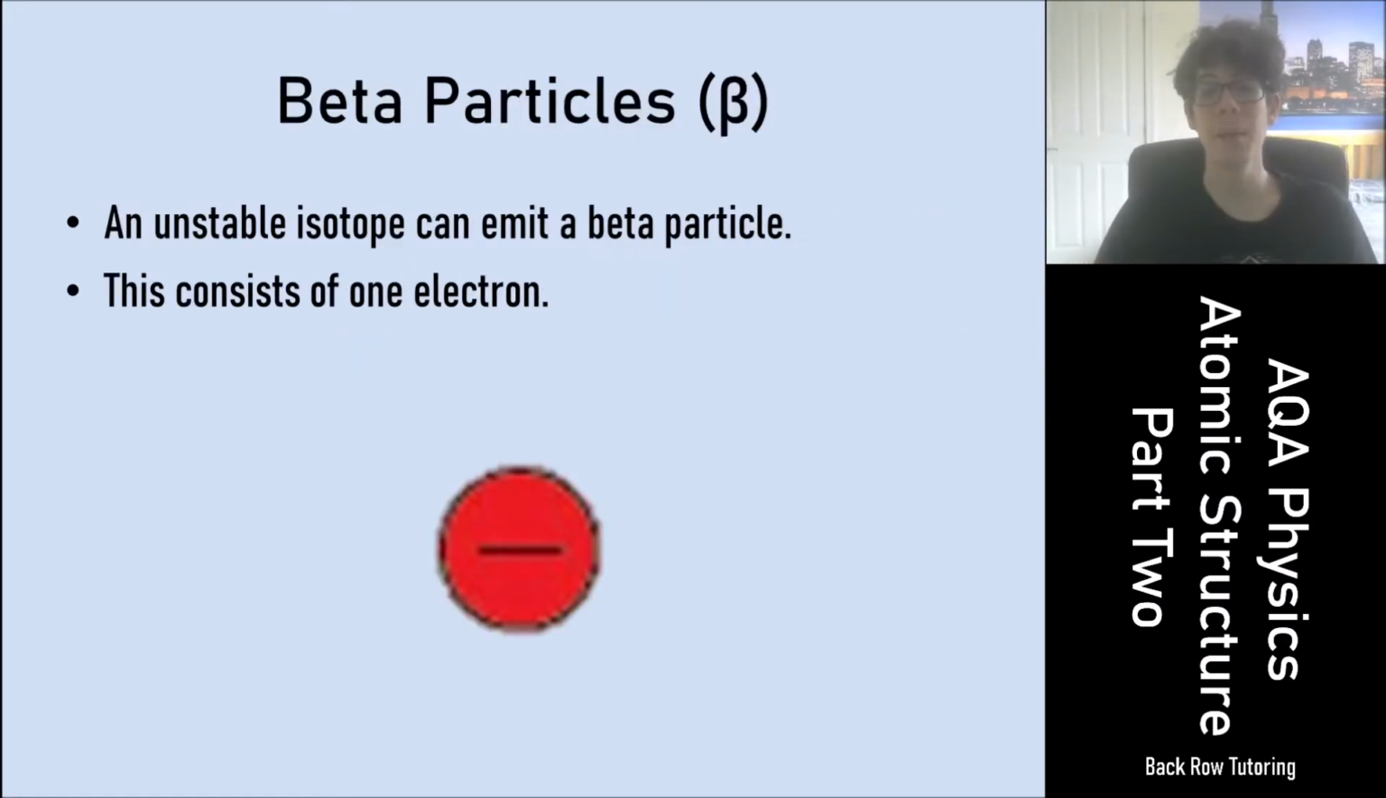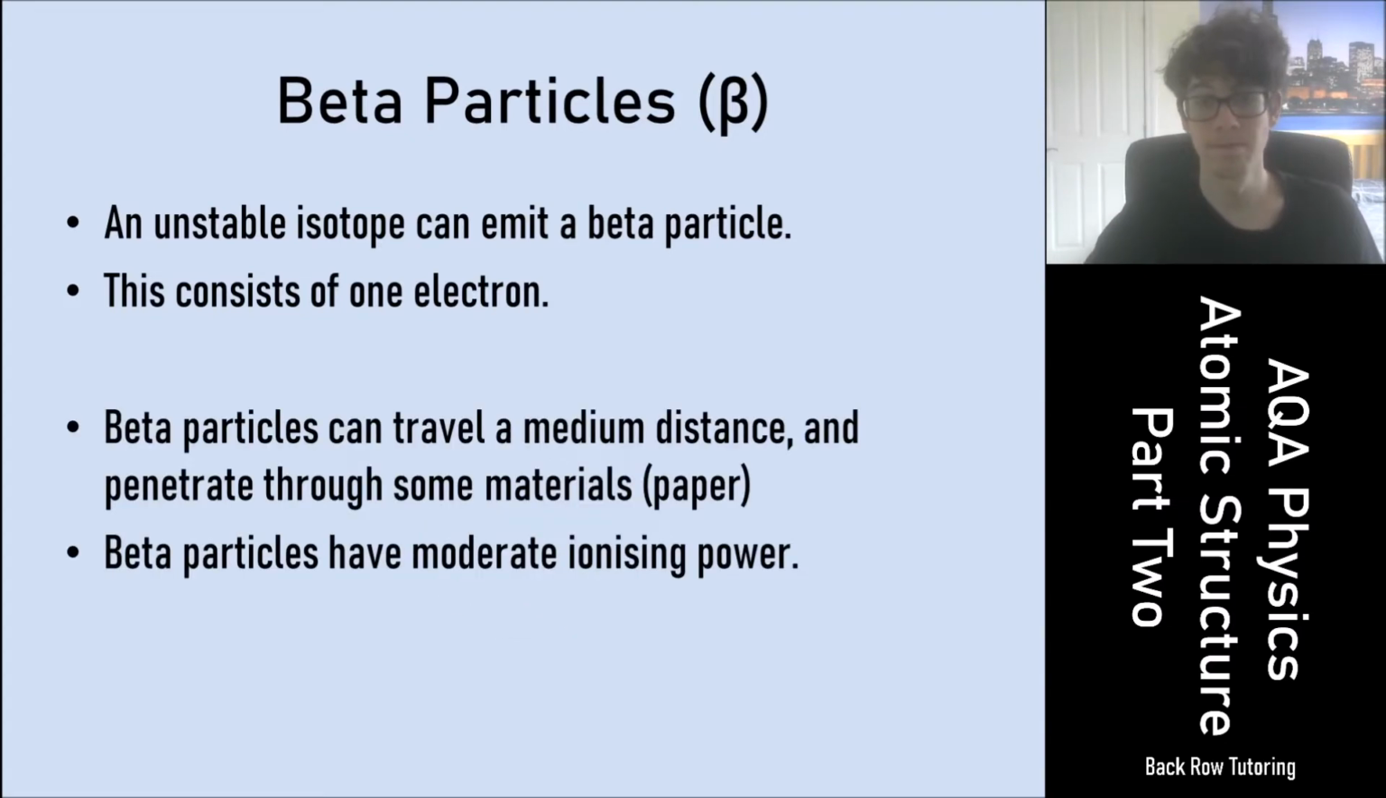So the next bit of nuclear radiation that we're going to look at is beta particles. An unstable isotope can emit a beta particle. This consists of 1 electron. Beta particles can travel a medium distance and penetrate through some materials like paper. So beta particles can travel a little bit further than alpha particles, and they can penetrate through a little bit more than what alpha particles can. They can actually go through paper.